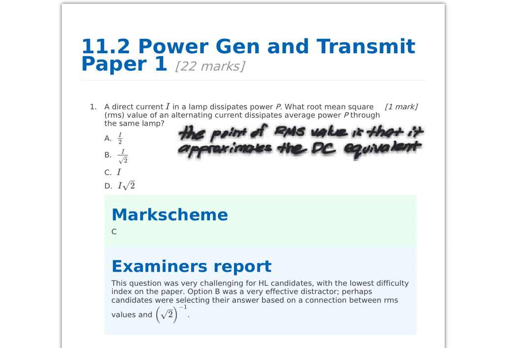Not only does it solve the problem of when you take the average of the min and max on a sine curve, you get 0. It also approximates the DC equivalent of that alternating current signal. So if it says the direct current is I, and it's like, what's the RMS value that dissipates the same average power? That RMS value would also be I, choice C. Because the RMS value of the alternating current is, again, the equivalent of the direct current value. So they're the same thing.